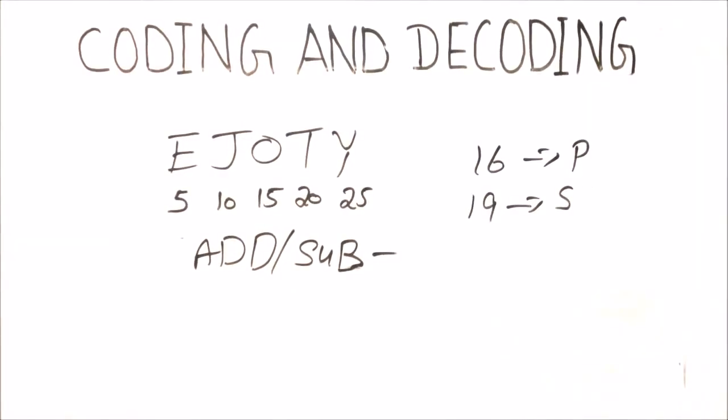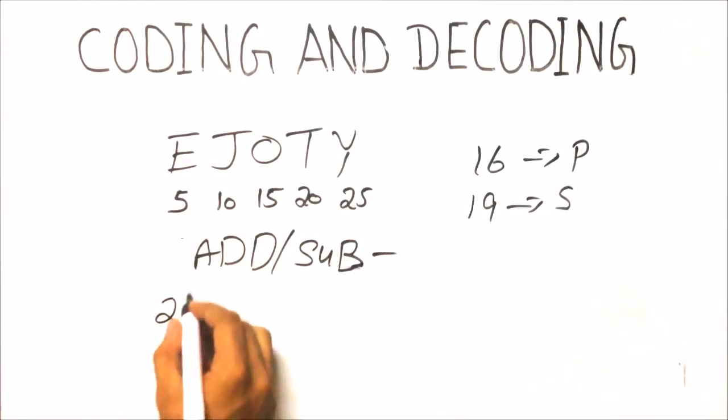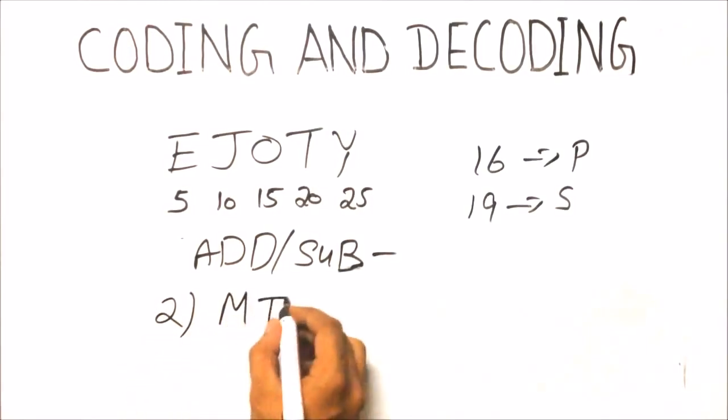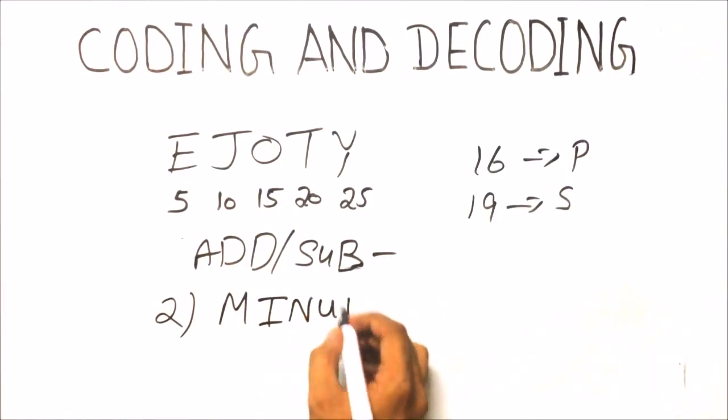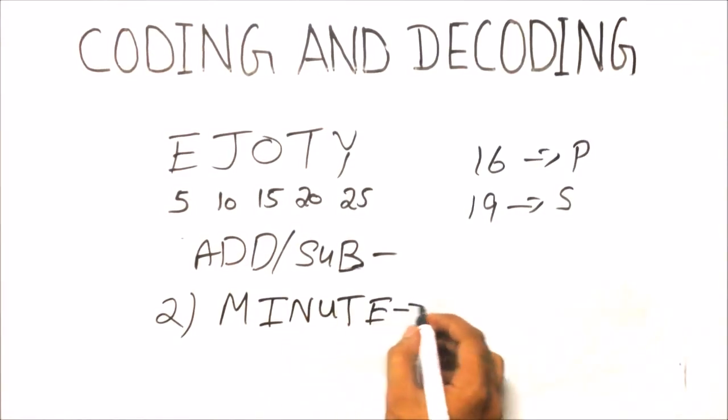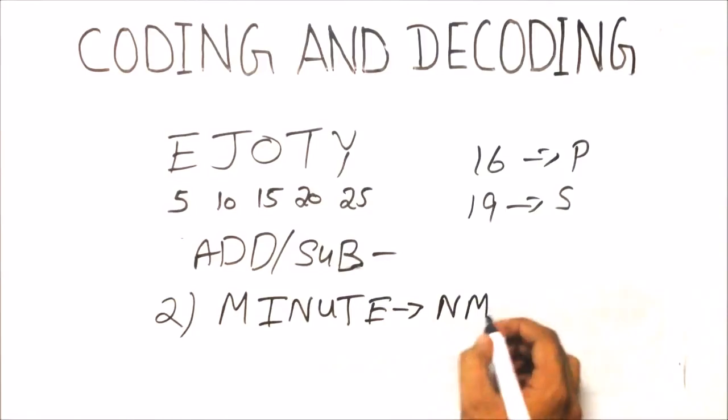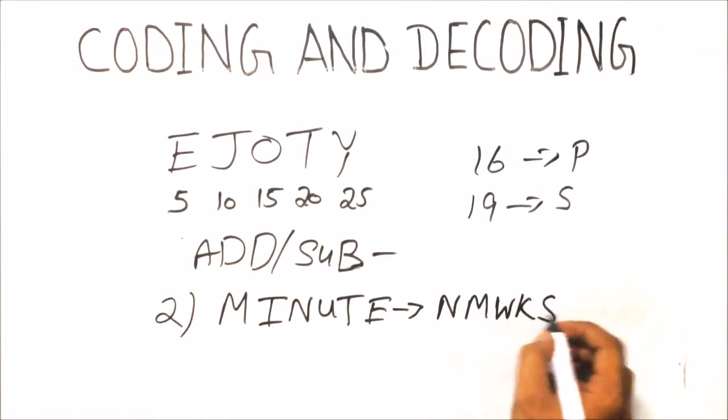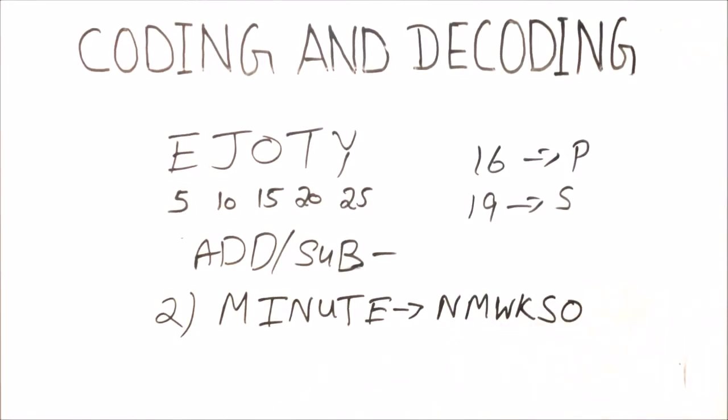Now our second question in this pattern, which is the addition and subtraction pattern, would be the word minute, M-I-N-U-T-E, and the code for the word minute is NMWKSO. Now here you will have to use the keyword, which is ijoti.